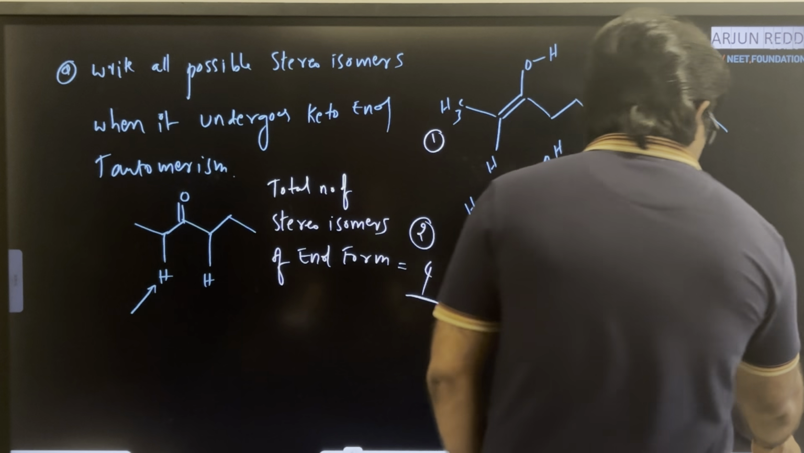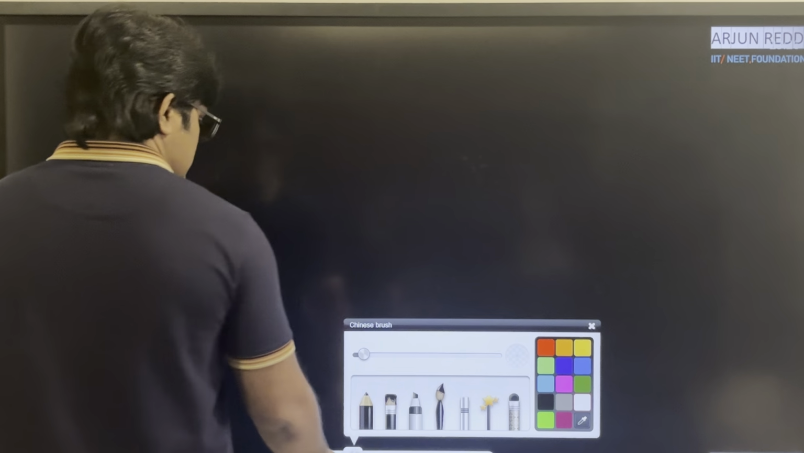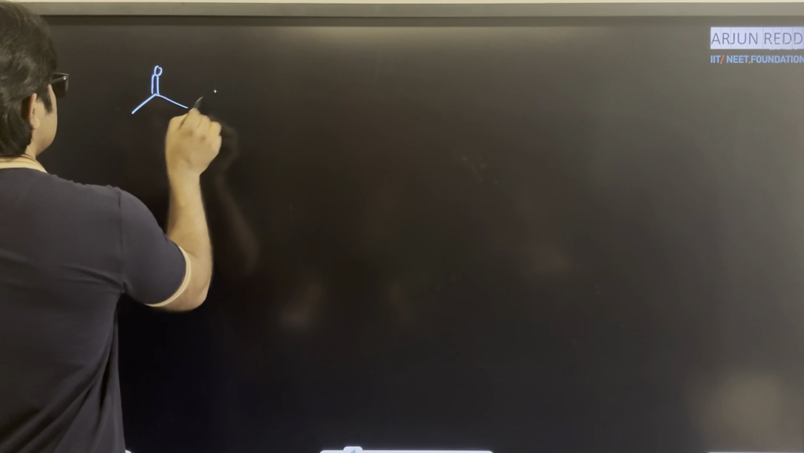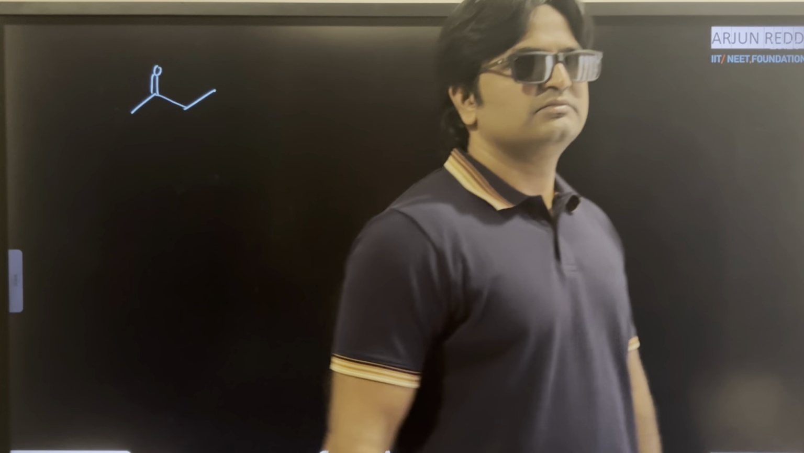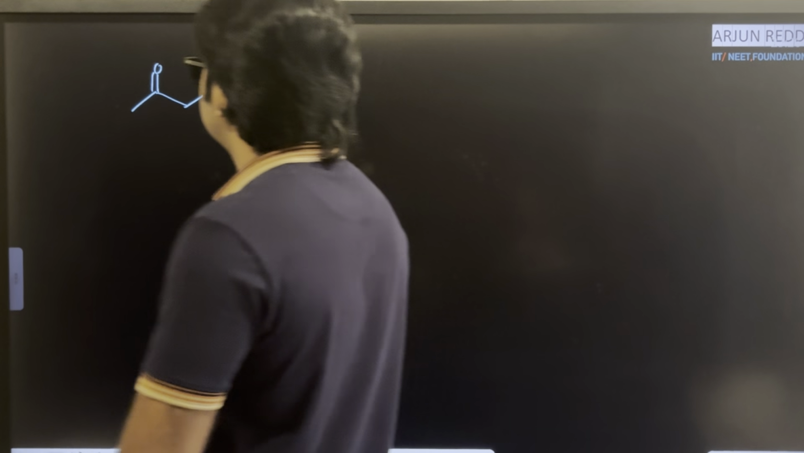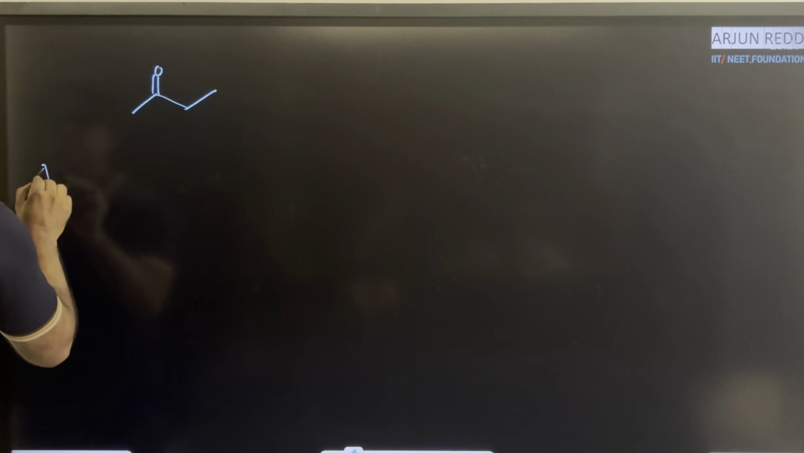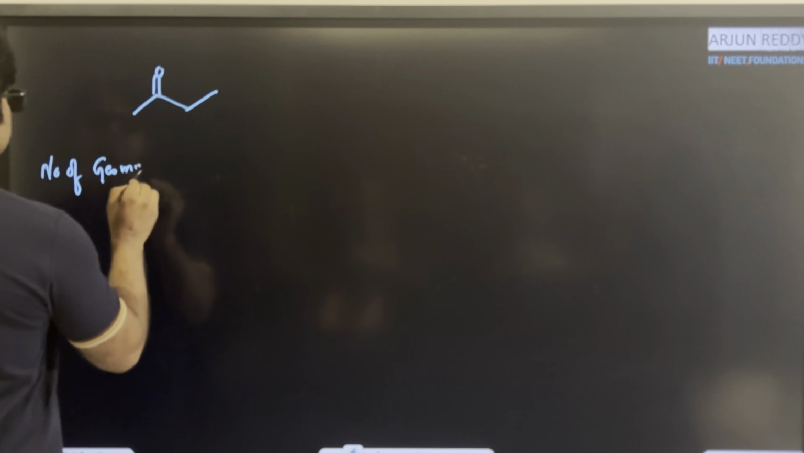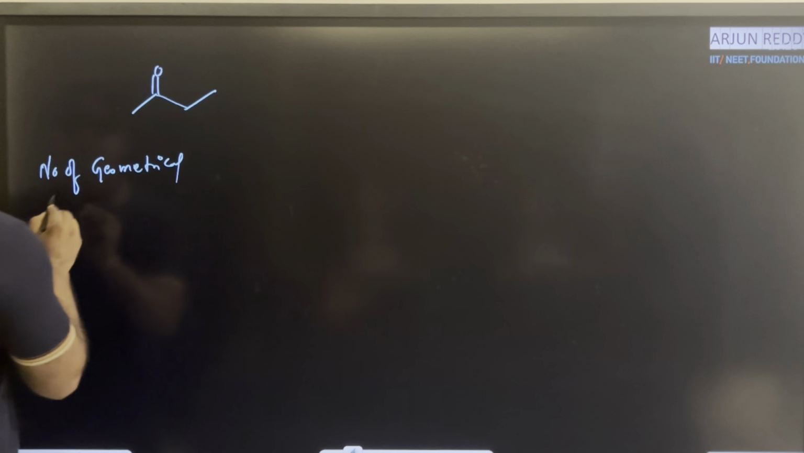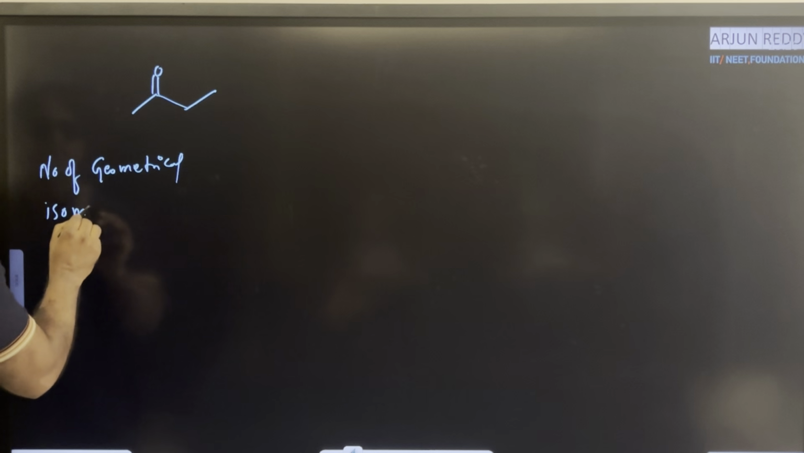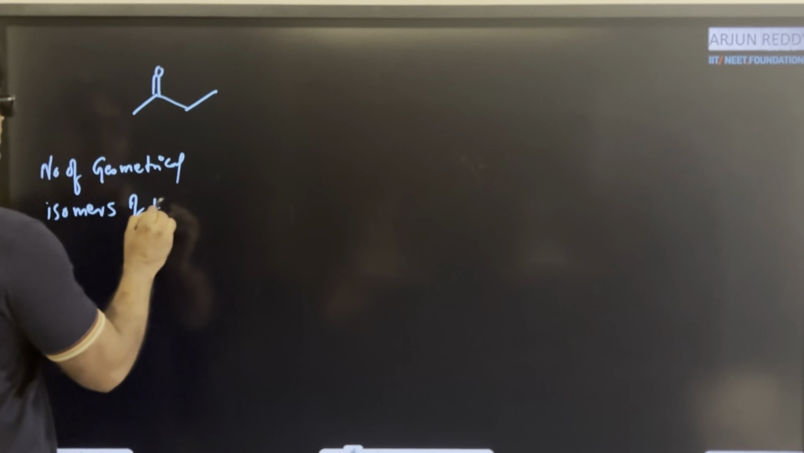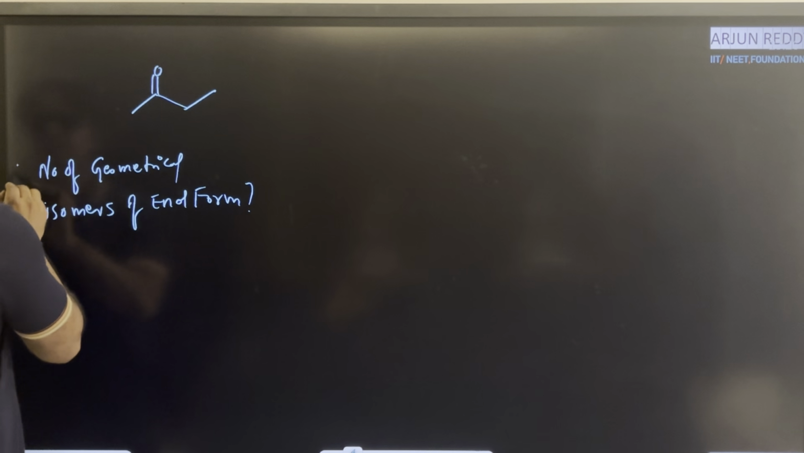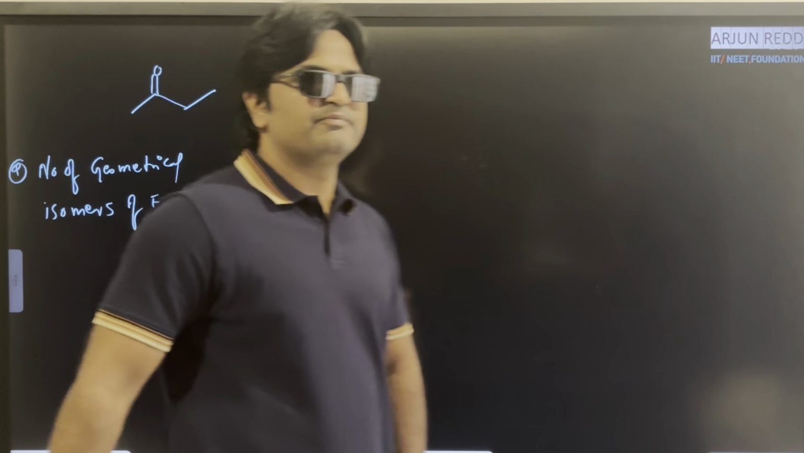For example, on the basis of the same question, if they are giving C double bond O, CH2, CH3, this is the given question. How many geometrical isomers are possible? Number of geometrical isomers of enol form. Yeah, this is the question.